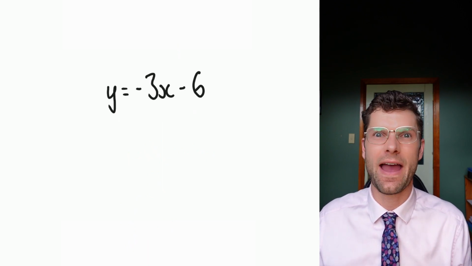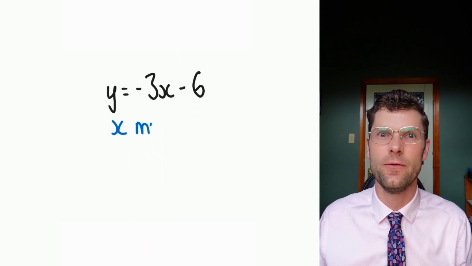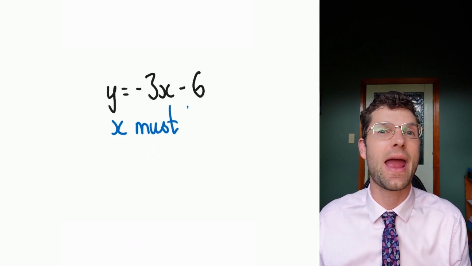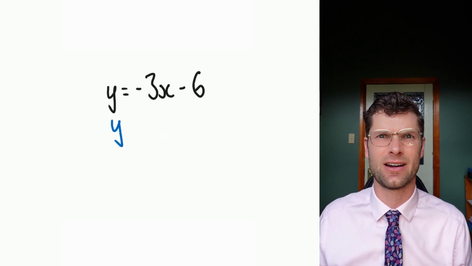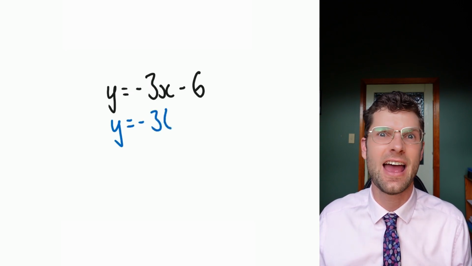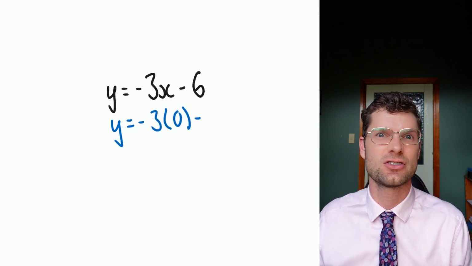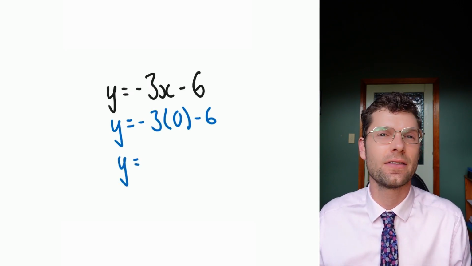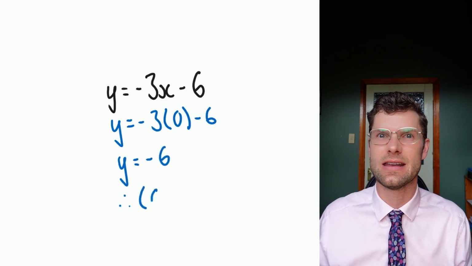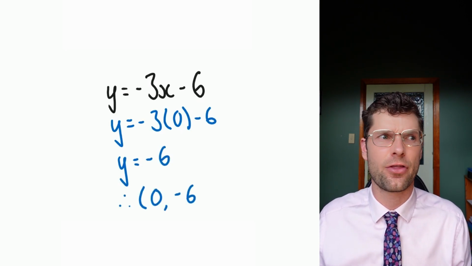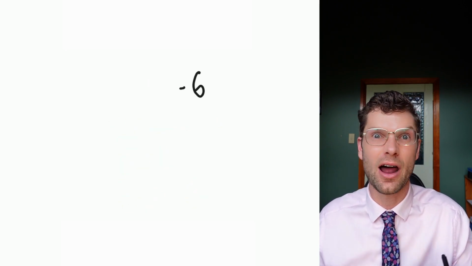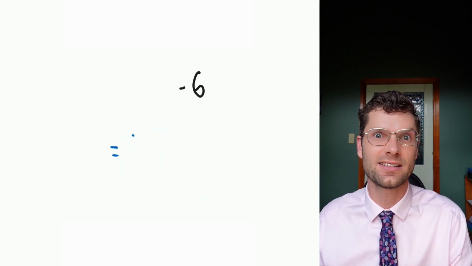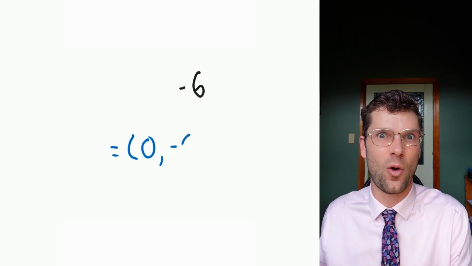It's exactly the same when we have negatives around. I know for sure that x is going to be equal to 0 anywhere on this y-axis. So if I throw a 0 in there, I've got minus 3 times 0, that's 0, and negative 6 is left over. So y is equal to negative 6. That means my coordinate is (0, -6). So instead of substituting in 0 every single time, you can just cover up the first bit with the x. Whatever's at the end, that's the y-intercept.